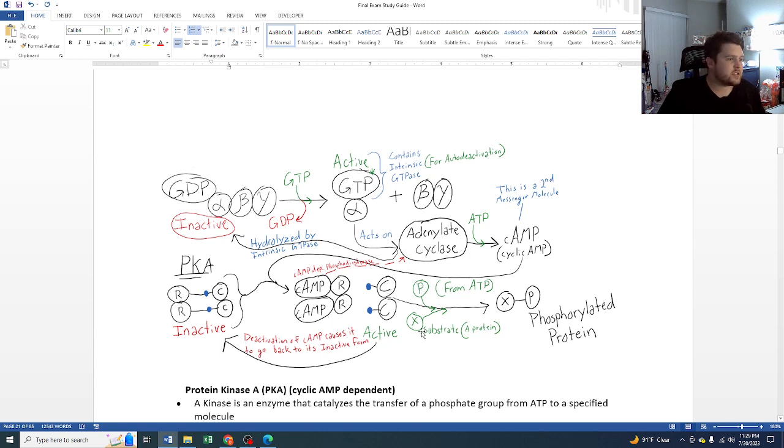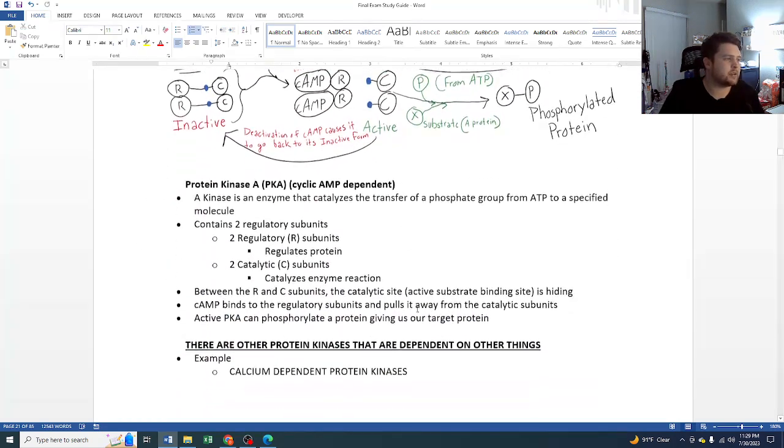Addition of a phosphate to the substrate, so that's some sort of protein, you get a phosphorylated protein, and this phosphorylated protein is then going to kickstart the reaction inside of the cell to continue and carry on the signal and bring about the functional change that we're looking for. And then, of course, the cAMP gets deactivated, and the G protein also gets hydrolyzed by the intrinsic GTPase, and everything goes back to its original start position, waiting for another ligand to come and bind.